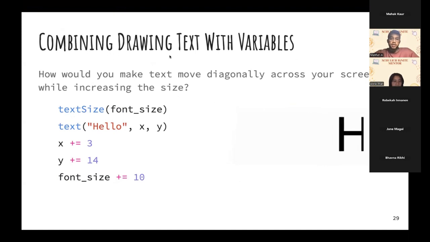So, combining drawing text with variables. As I mentioned before, if you were to change the values of your text, then you'd obviously have to put it inside of the draw function. So here, what we did is we changed the text size. We constantly keep changing the font size, and also the X and Y values. So the hello gets bigger and slowly moves to the right over time.